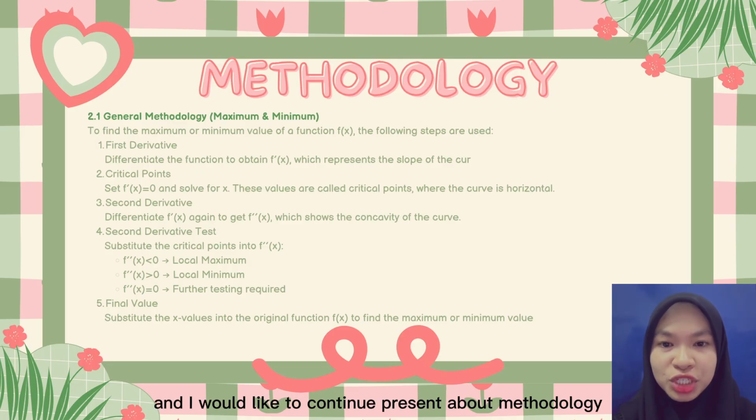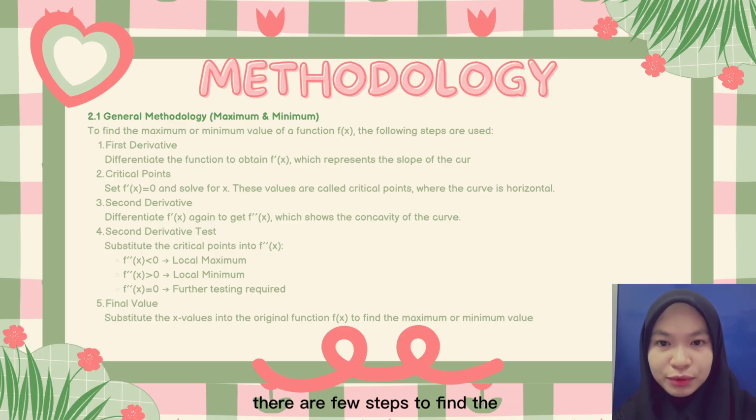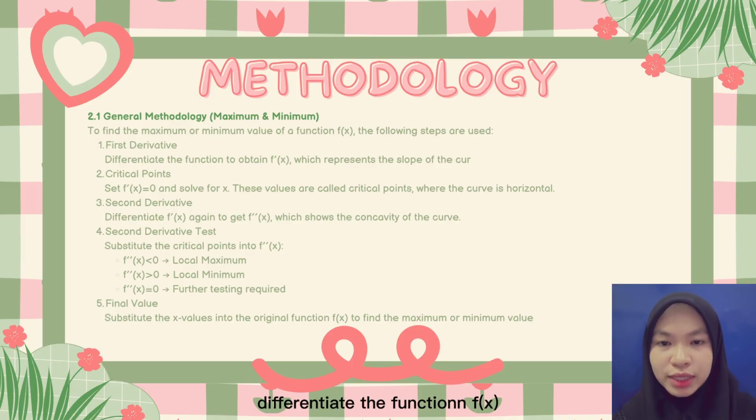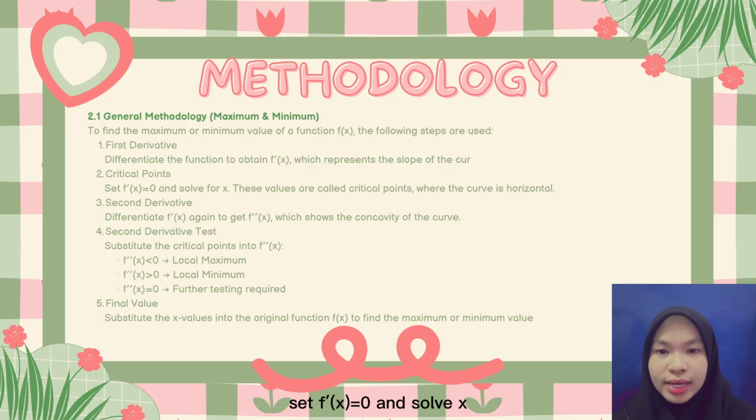I would like to continue to present about methodology. There are a few steps to find the maximum or minimum value of function f(x). First is the first derivative. Differentiate the function f(x), which represents the slope of the curve. Second is the critical point. Set f'(x) equal to 0 and solve for x. This value is called the critical point where the curve is horizontal.